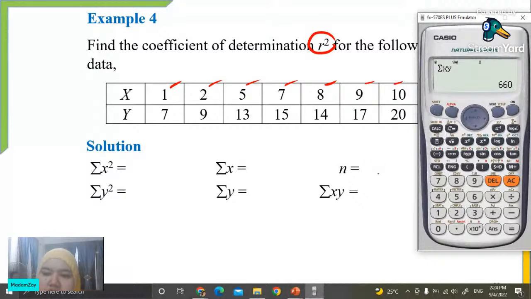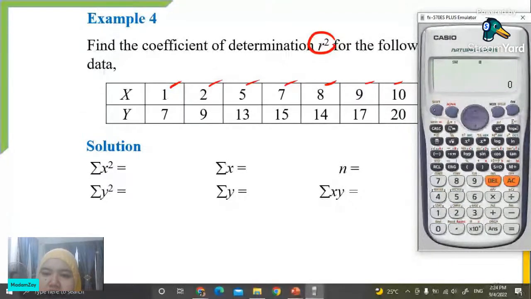And we also can find the n. Shift 1 again and 3, the number of n. Oh, we don't have n here. Shift 1, data. You can just count on the side how many data we have. So the data included in this is only 7 data. Okay, so settle for that summation.